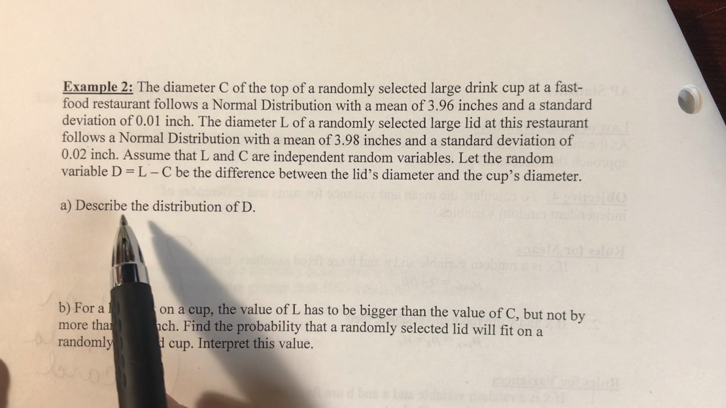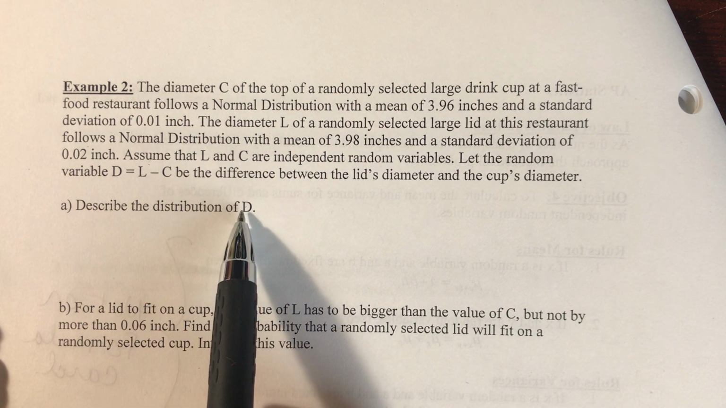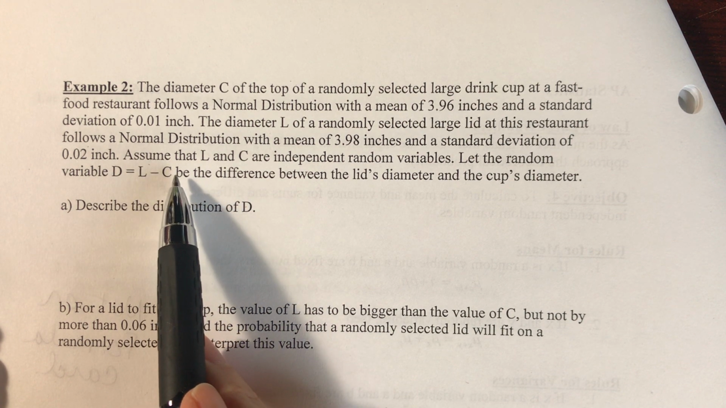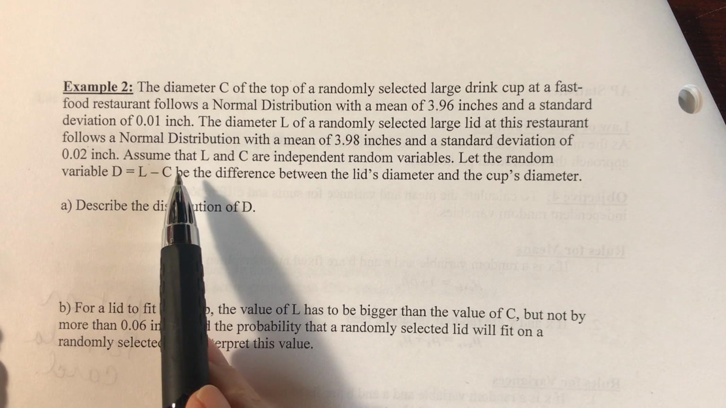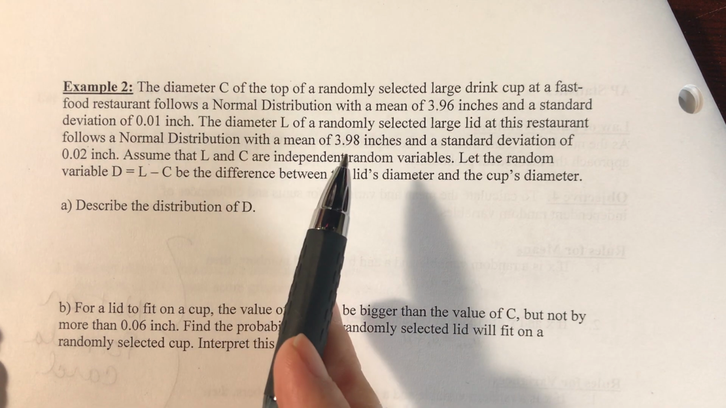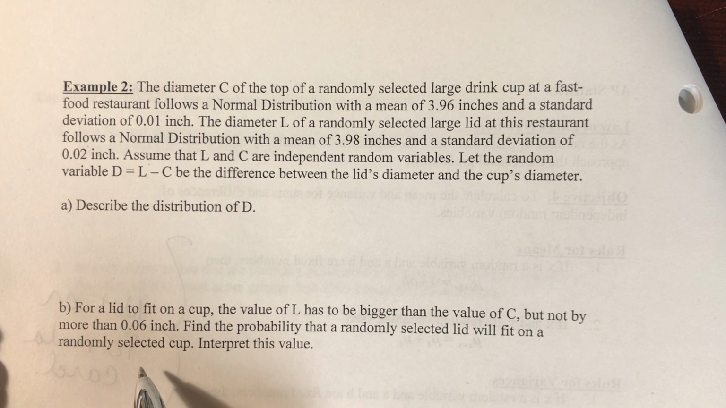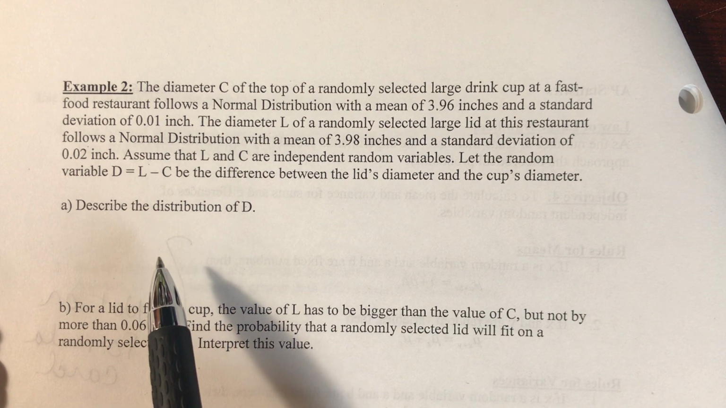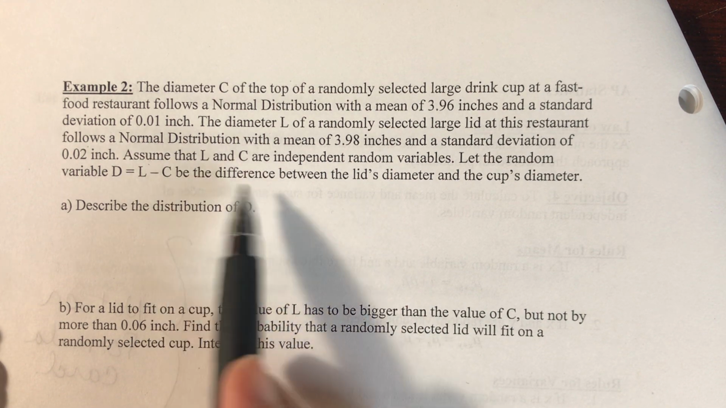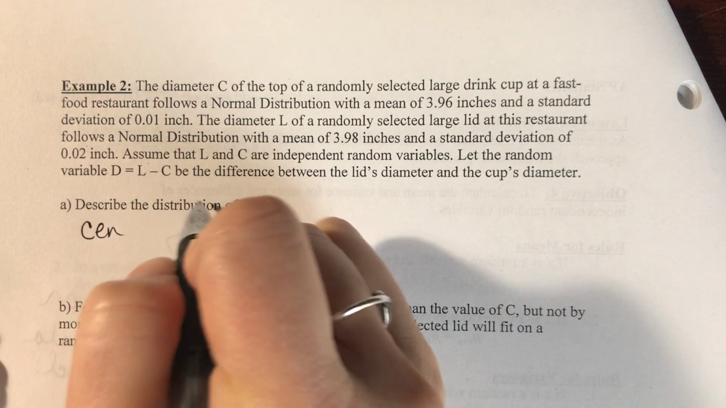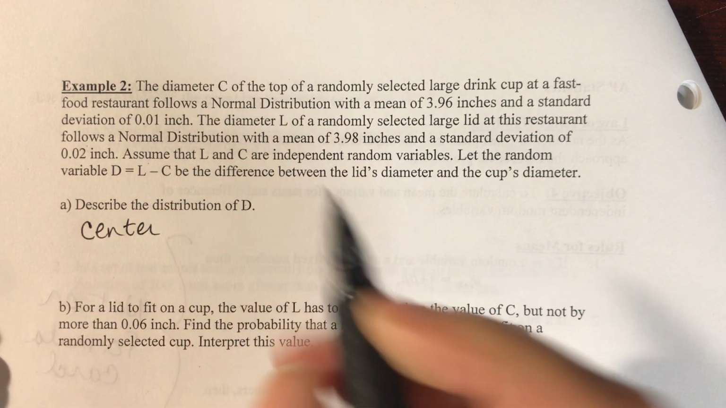If we want to describe the distribution of D, large minus C was your cup, right? The diameter, which one was it? Oh my goodness, I told you to read it. L was large and C represented what? A standard cup? Or is L the lid? L is the lid and C is the cup. My bad, guys, sorry.